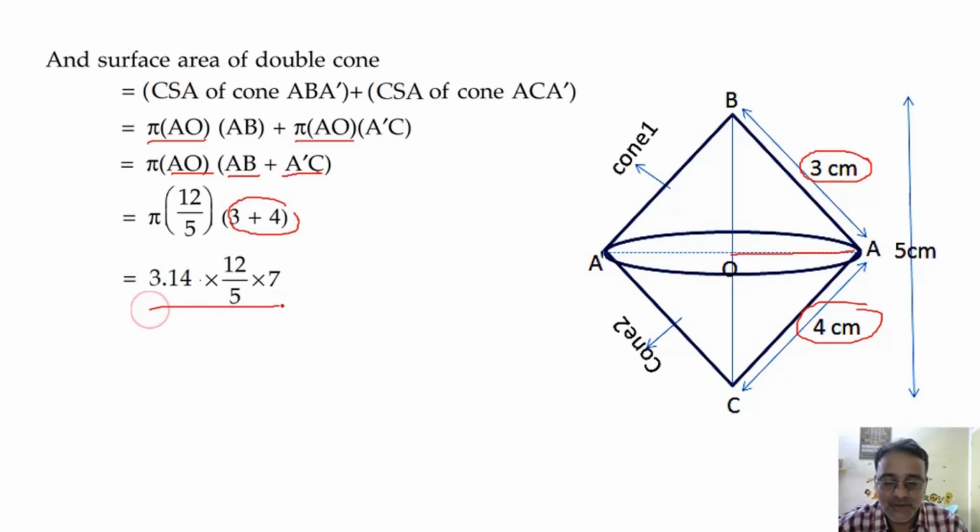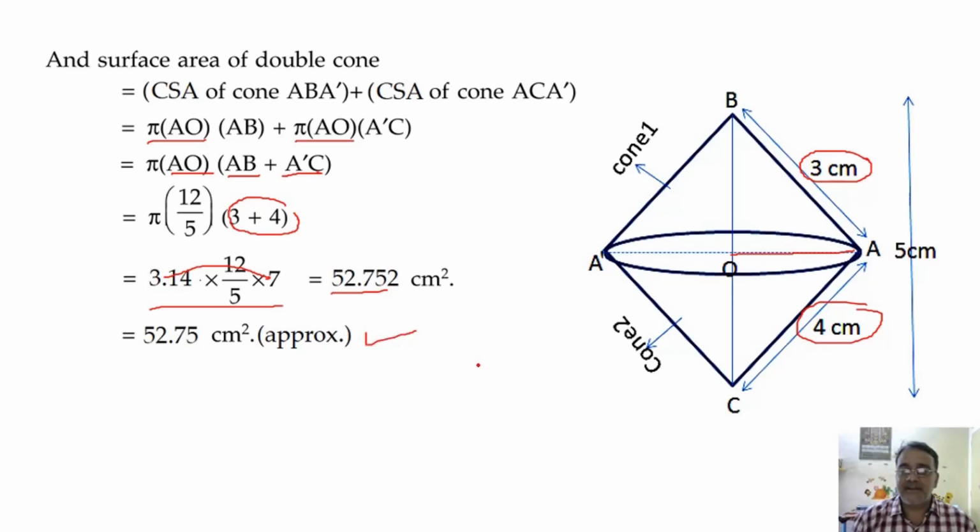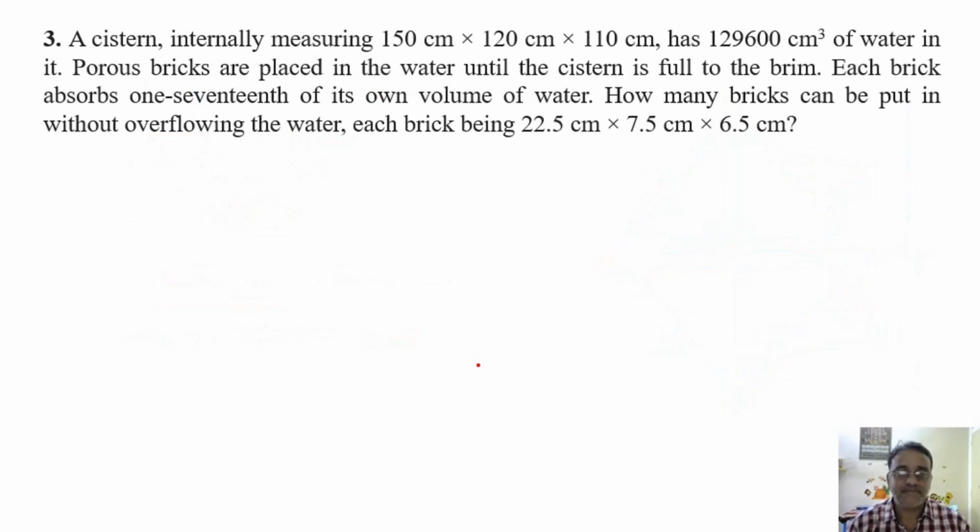Now if you solve this, we'll get 52.752 centimeter square. Multiply these three and divide by 5. So we'll get 52.752 centimeter square. Round up to 2 places, 52.75 centimeter square. So this is the total surface area of the double cone. Any doubt in this one? No, sir. Okay. Now we are moving towards the third question.